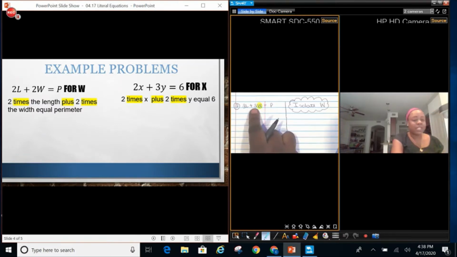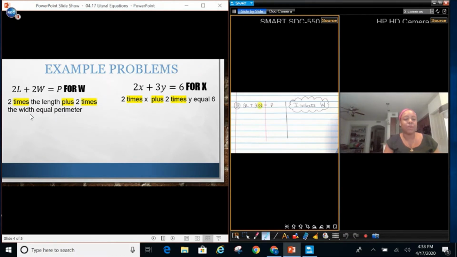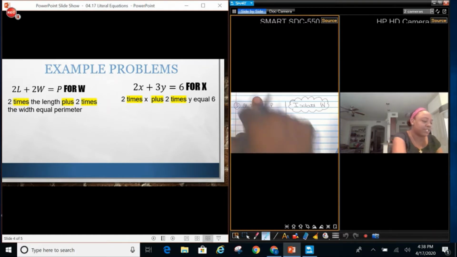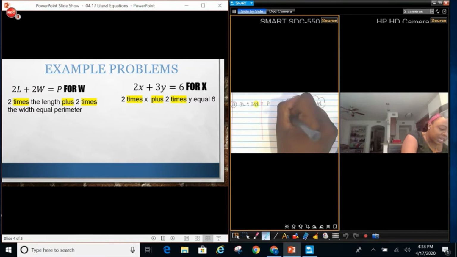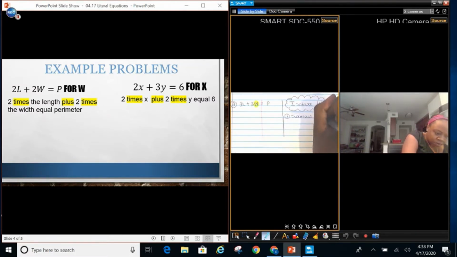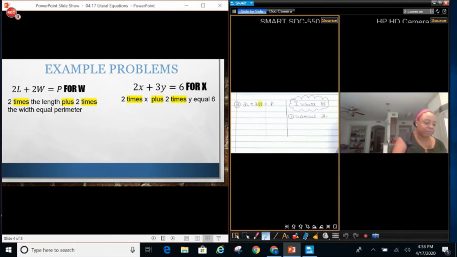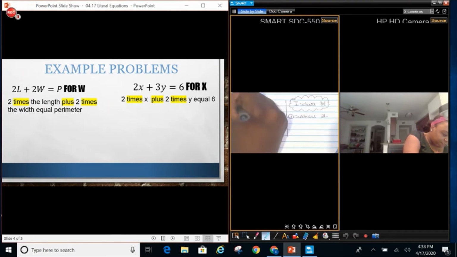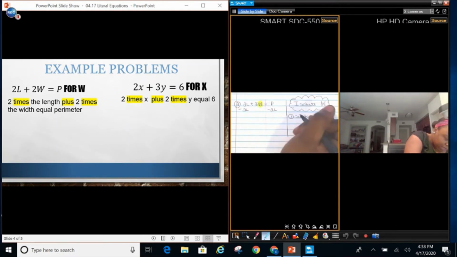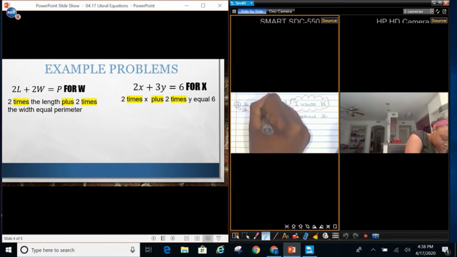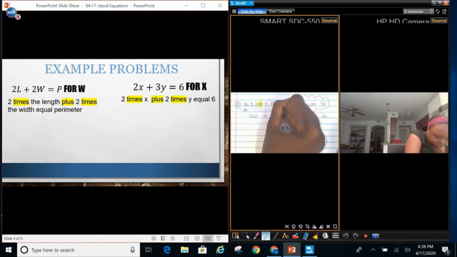All right. This says 2 times the length plus 2 times the width. So before I even talk about this 2W, I need to get rid of this free 2L that's just hanging over here by itself. So in order to do that, I am going to subtract 2L from both sides. So minus 2L, minus 2L. I have 2W equals P minus 2L.